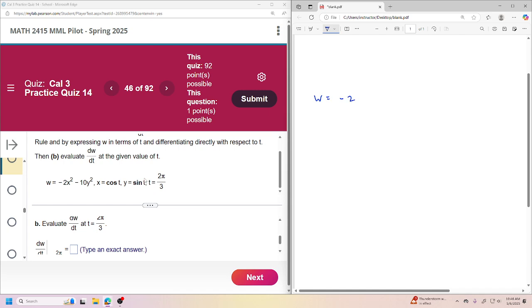So -2, and then my x, I've already designated it as cosine of t, and I'm squaring it. And then for my y, again, I'm designating it as my sine of t. So if I'm looking back and forth at this, I feel like I can simplify it even more.